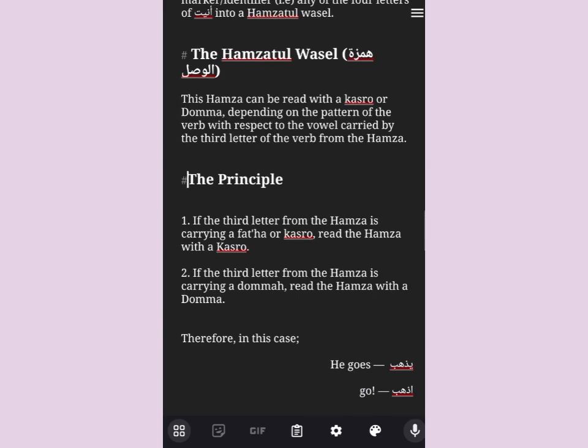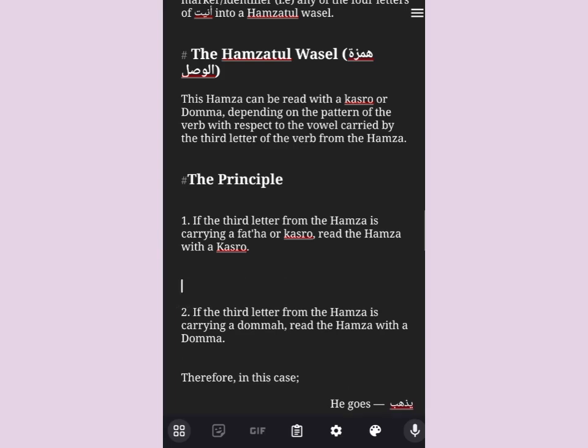You look at the 3rd letter from the hamza. If it is carrying a fatha or a kasra, then you read the hamza with a kasra. Now, what am I talking about? Look at this verb.